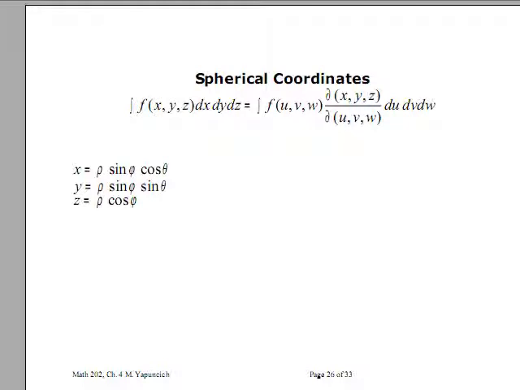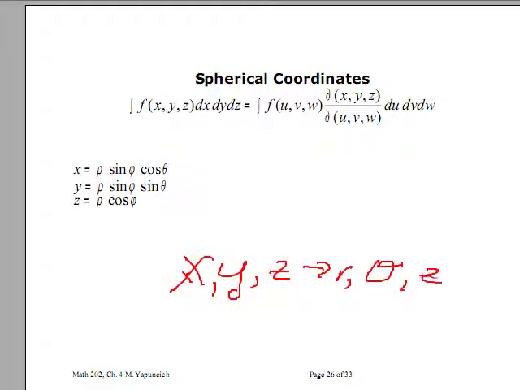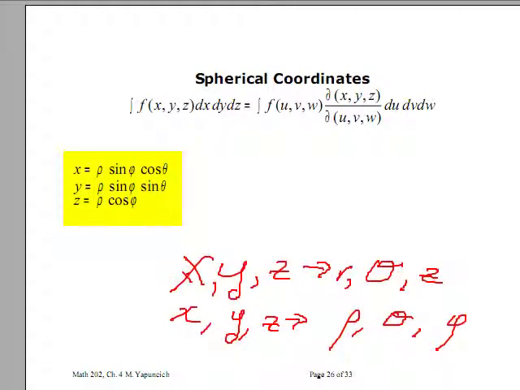And for cylindrical coordinates, we changed x, y, and z into r, theta, and z. And now for spherical coordinates, we're going to change x, y, and z into rho, theta, and phi. Those are our spherical coordinates. And here are the transformations right here, writing, as usual, the old variables in terms of the new.